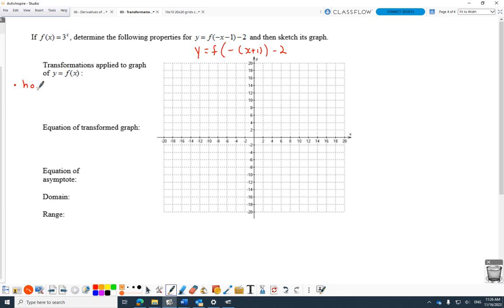Horizontal reflection in the y axis, and then left one and down 2. So the equation of the transformed graph would be y equals... that horizontal stuff goes in the exponent. That's what in the function means.